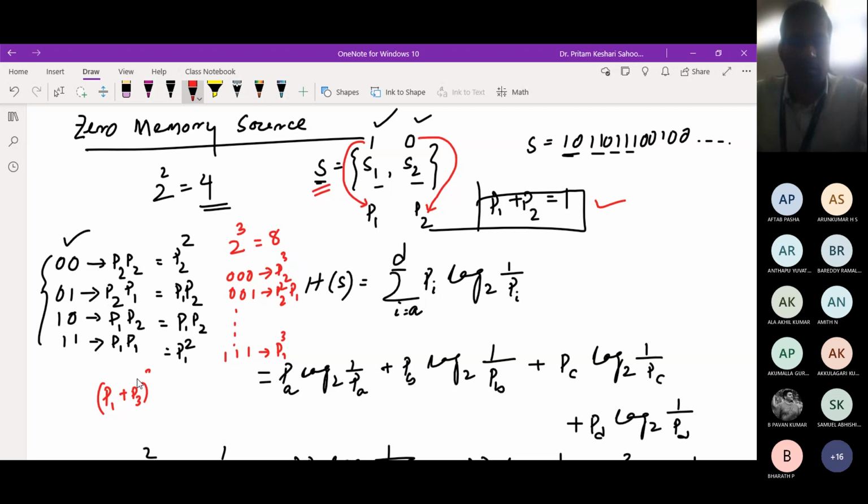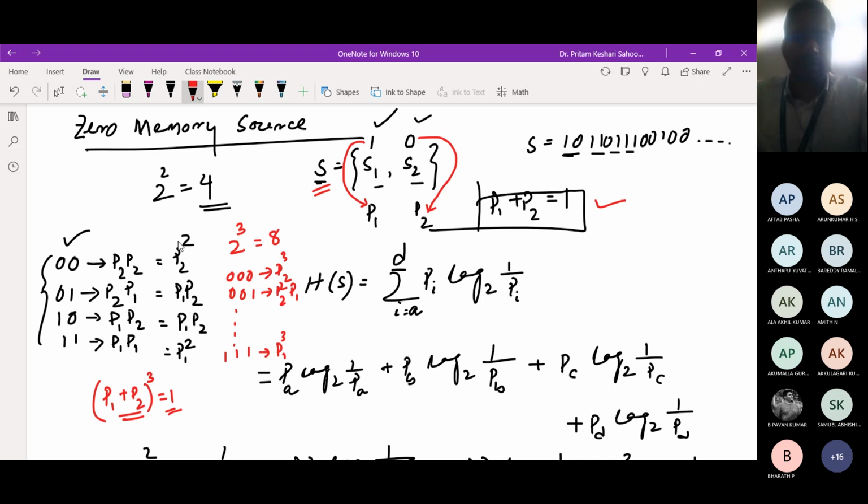So once you add up all those probabilities, you will get P1 plus P2 whole cube. So we know that P1 plus P2 is equal to 1. So this will become 1, and the cube of 1 is equal to 1. So this also tells us the sum of all probabilities is equal to 1.